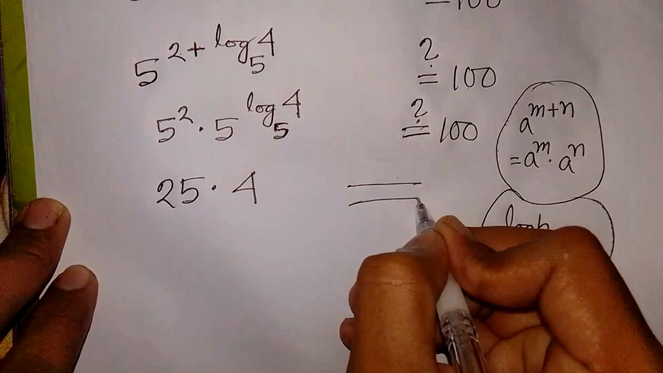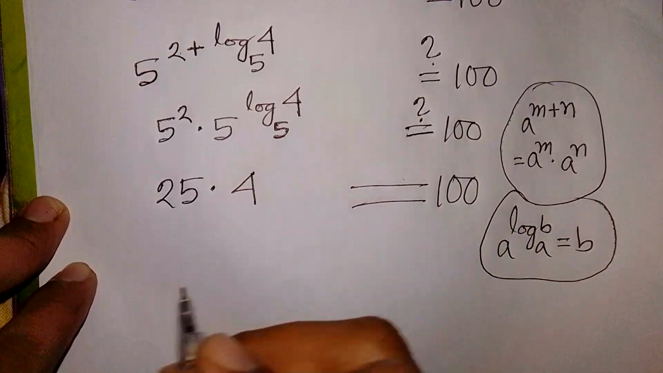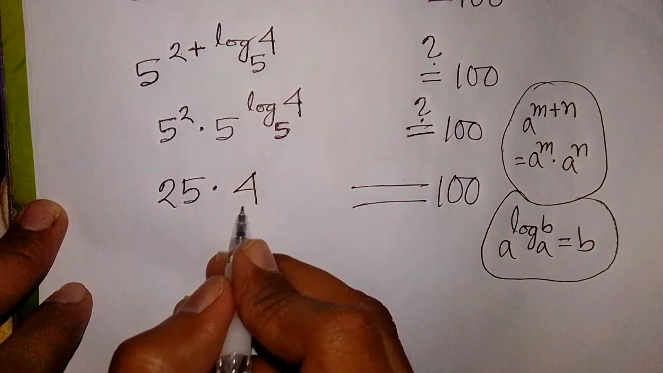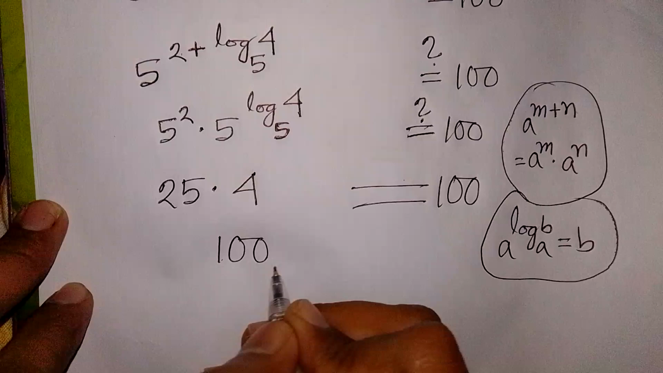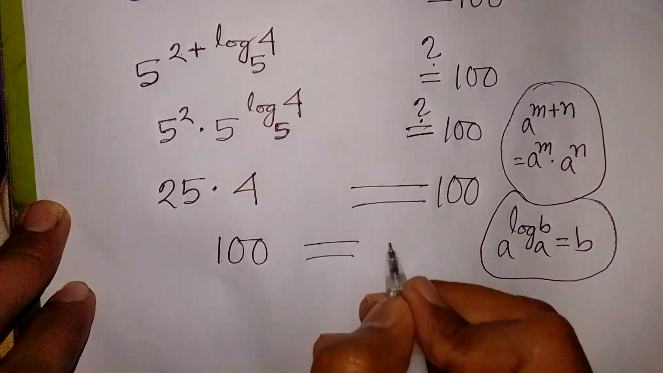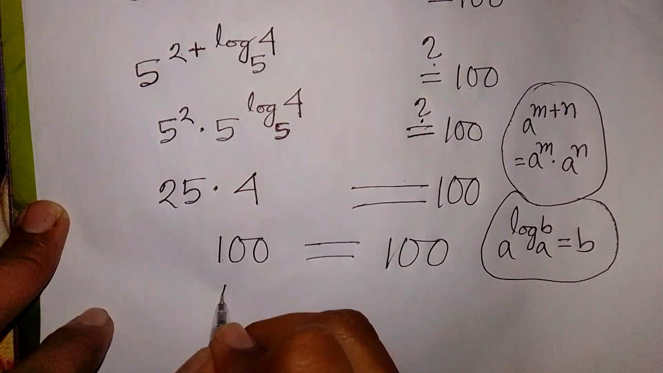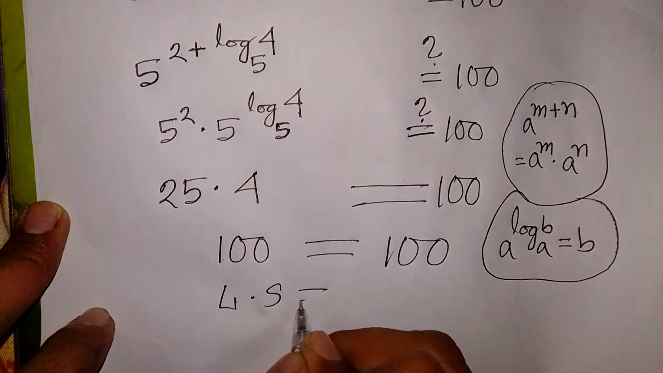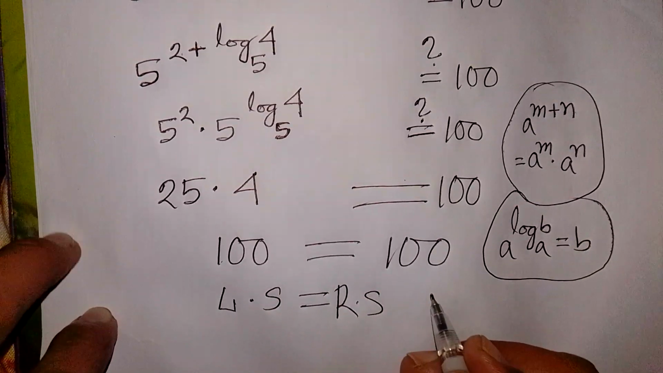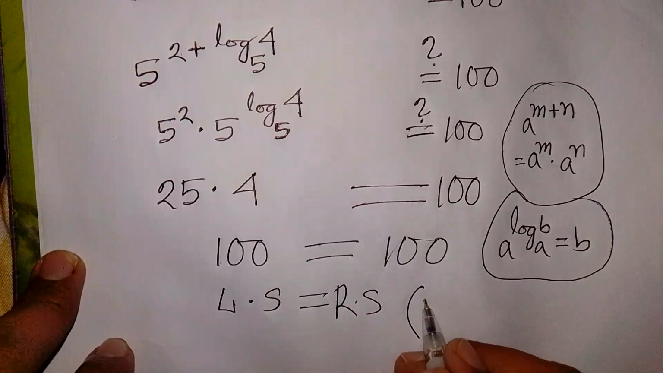Is equal to 100. Now 25 multiplied by 4 is the same as 100. So of course 100 is equal to 100. Left side is equal to right side. The value of v has been verified.